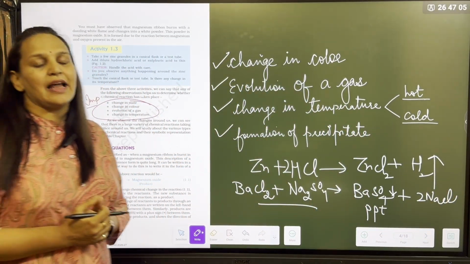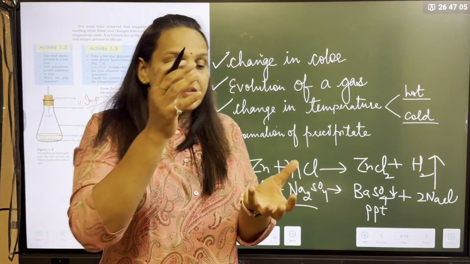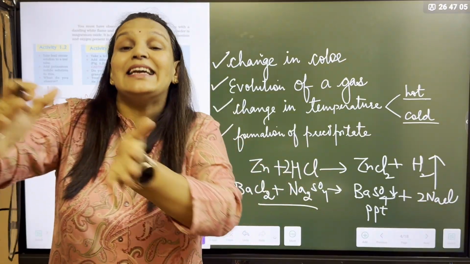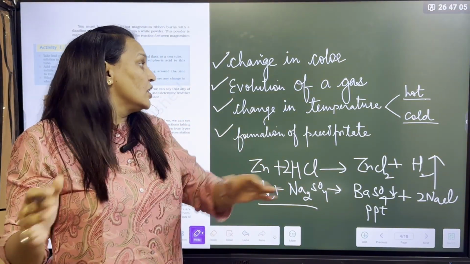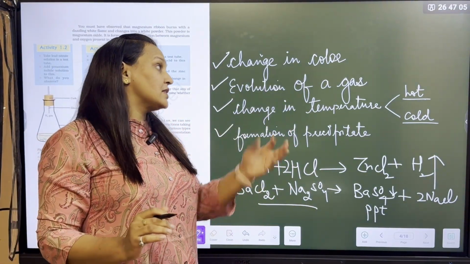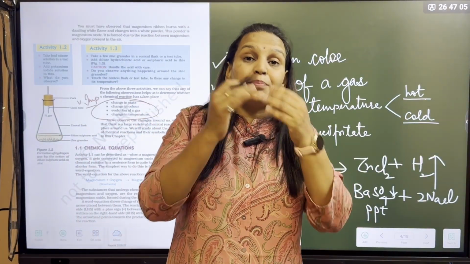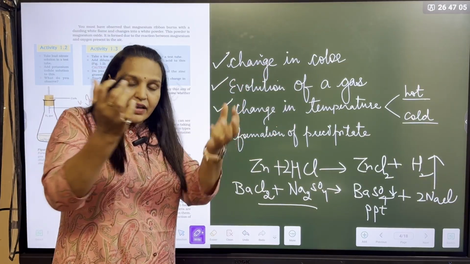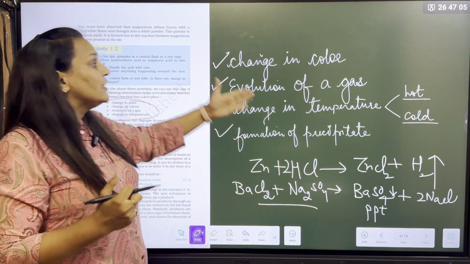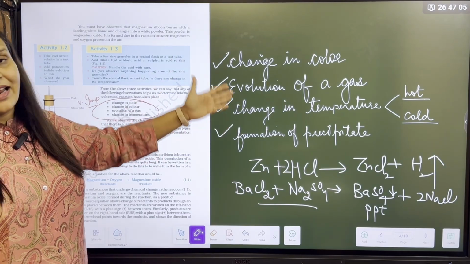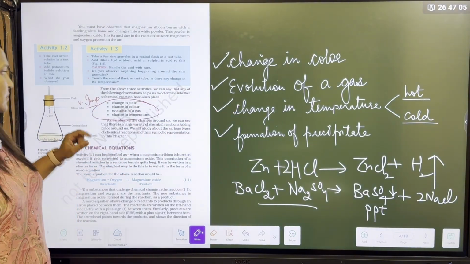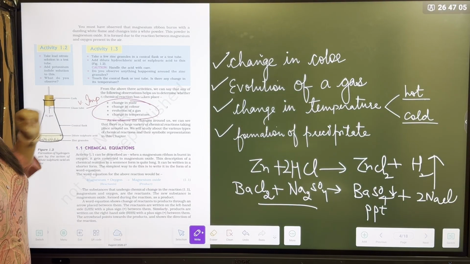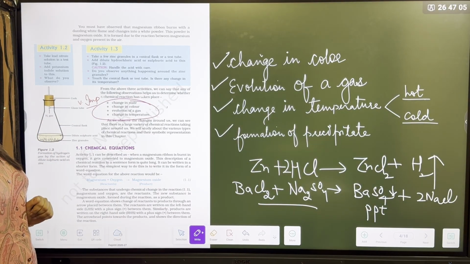Third thing is change in temperature. For example, in some reactions your beaker or test tube becomes very hot. It means heat is coming out. That means a chemical reaction is taking place. Whereas in some reactions the temperature decreases, your beaker or test tube becomes cold. It means heat energy is absorbed. So these are the things we look for for chemical reactions to take place: change in state, change in color, evolution of the gas, change in the temperature, or formation of the precipitate.